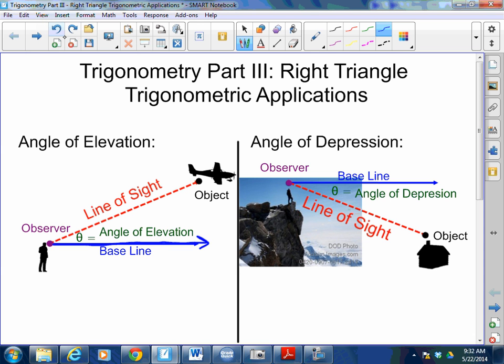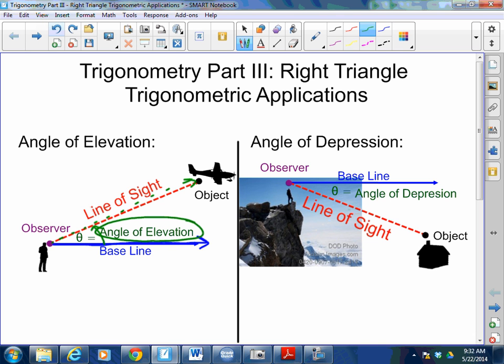All right? Now, you see a plane in the sky. Don't you tilt your neck up and look up? That tilting up of the neck makes your line of sight go up. That's your line of sight. Since I went up from my baseline, my friends, this is an angle of elevation.